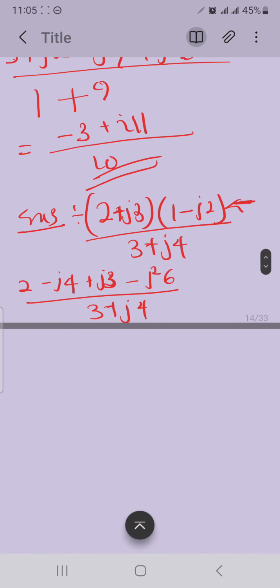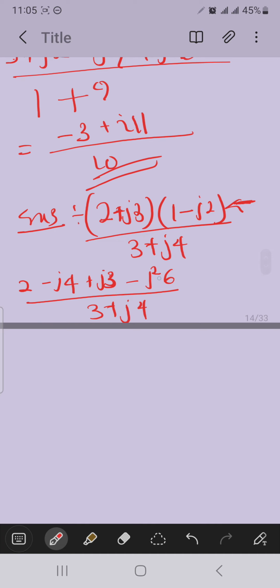So this one is now equal to, this one is minus 1, minus 1, it will be what? Plus 1. 6 plus 2, it will be 8.